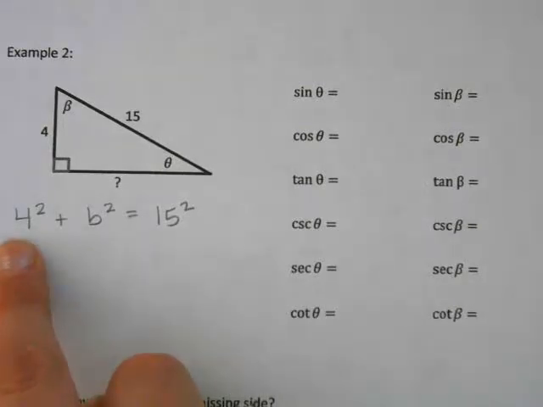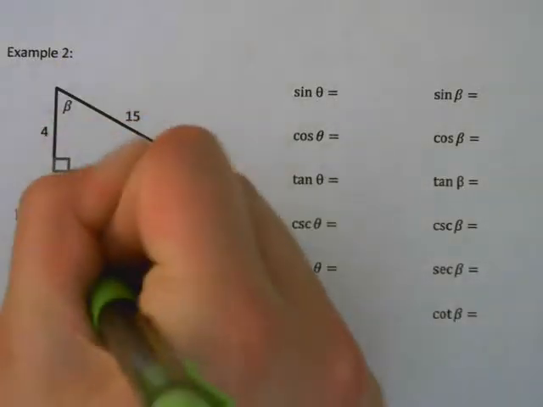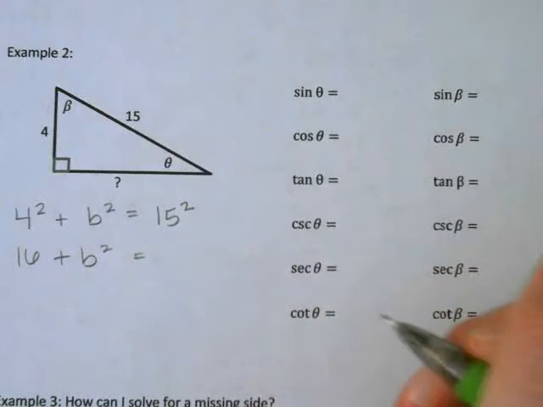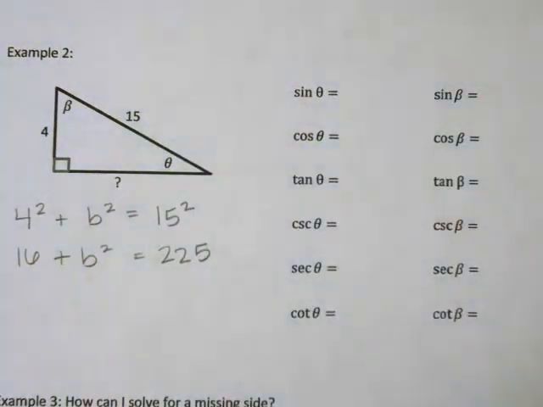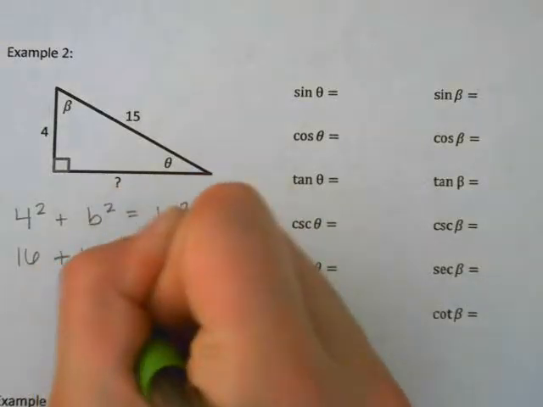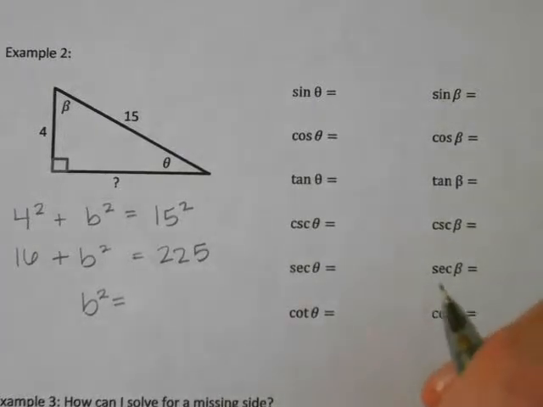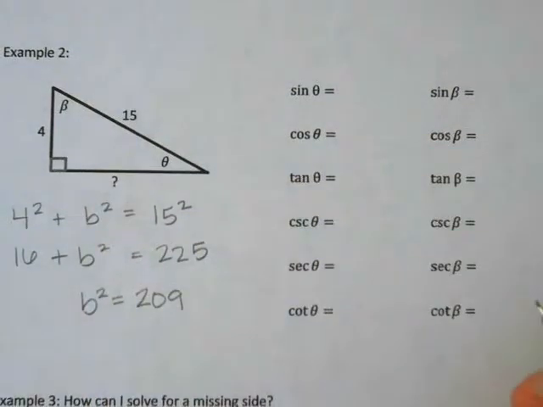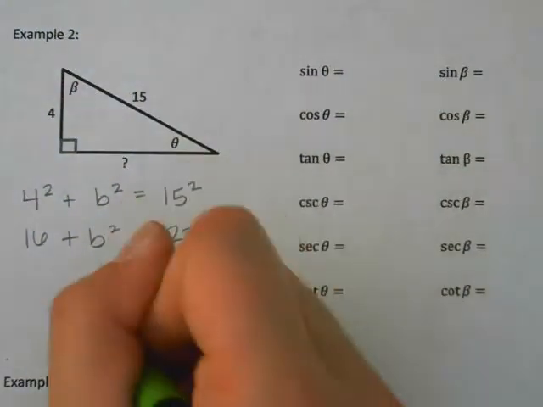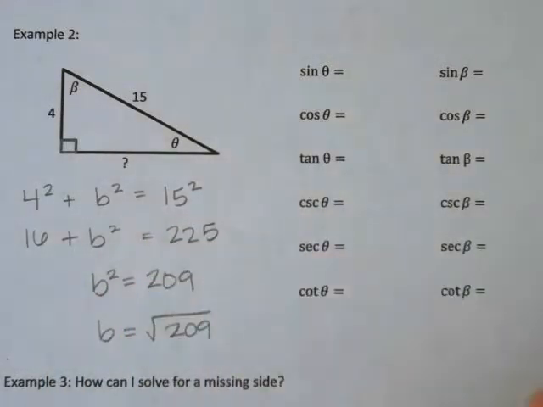4 squared is 16. So we've got 16 plus b squared equals 225. So b squared equals 225 minus 16, 209. And then we square root it. So b equals the square root of 209.